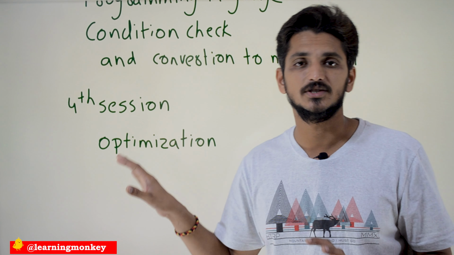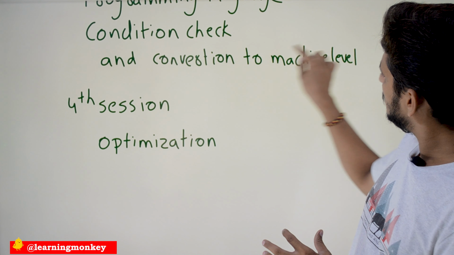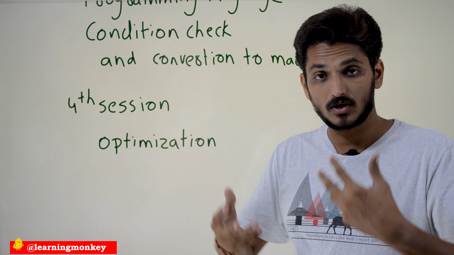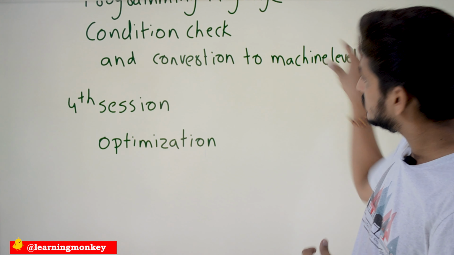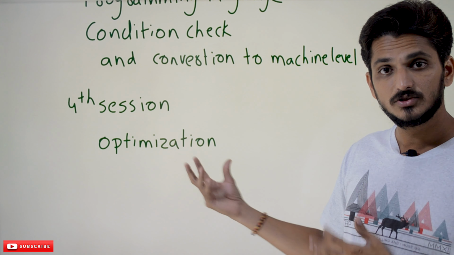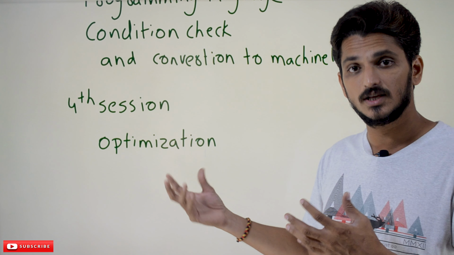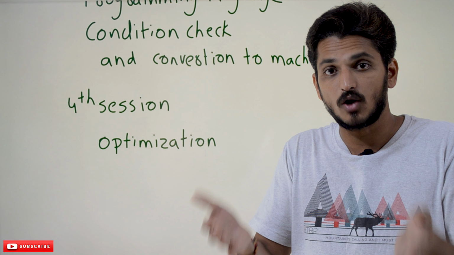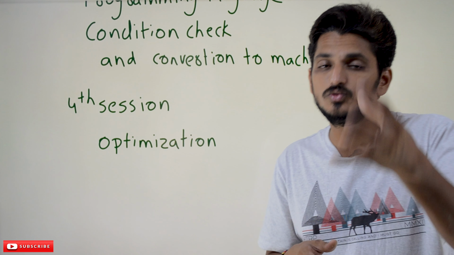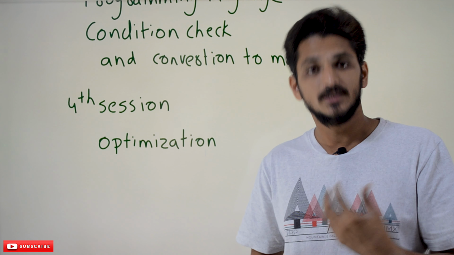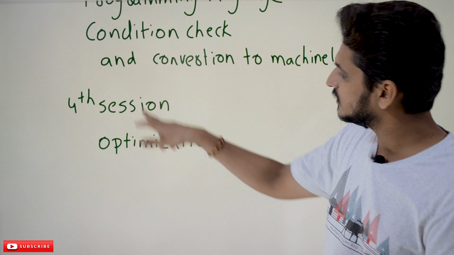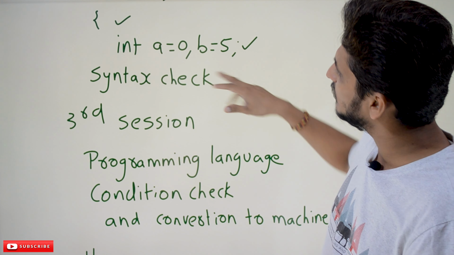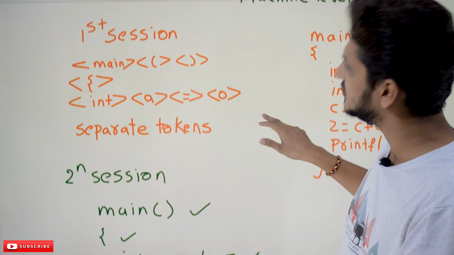deal with optimization. Means the machine-level language, we can optimize that machine-level language according to your computer architecture, whatever the processor you are going to use. Based on the processor, each processor has some advantages. So how to use those advantages, how to optimize the code, what are the situations where you go with optimizations. These situations will be discussed in our fourth session when we discuss optimization. So these are the steps to convert from high level programming language to low level, means machine level language.